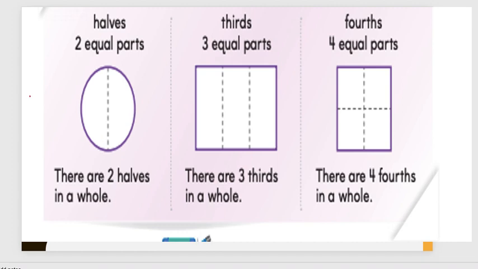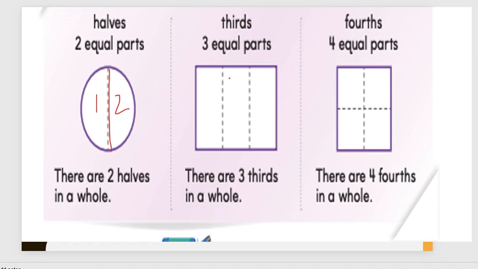When we divide a shape, so here's our whole circle over here. When we divide up this circle into two equal parts, so we have this line going down the middle, and we have our two equal parts. Those two equal parts, that's called halves. So when we divide up a circle into halves, we have two equal parts.